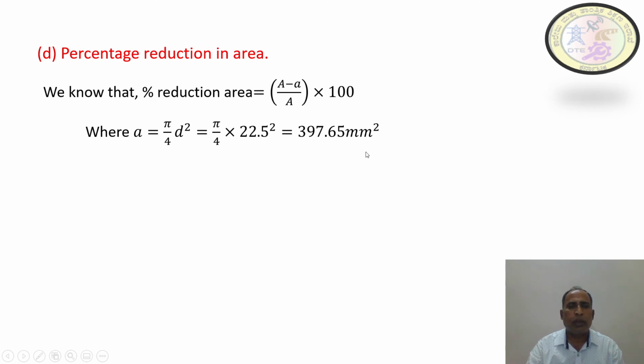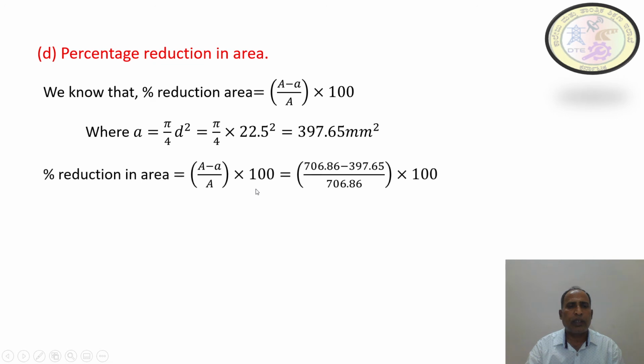So substitute the values of original area and neck area, and we'll get the percentage reduction in area. Therefore percentage reduction in area is capital A minus small a divided by capital A into 100, that is 706.86 minus 397.65 divided by 706.86 into 100. So the percentage reduction in area will be 44.49%, or sometimes you can say it as 50%.